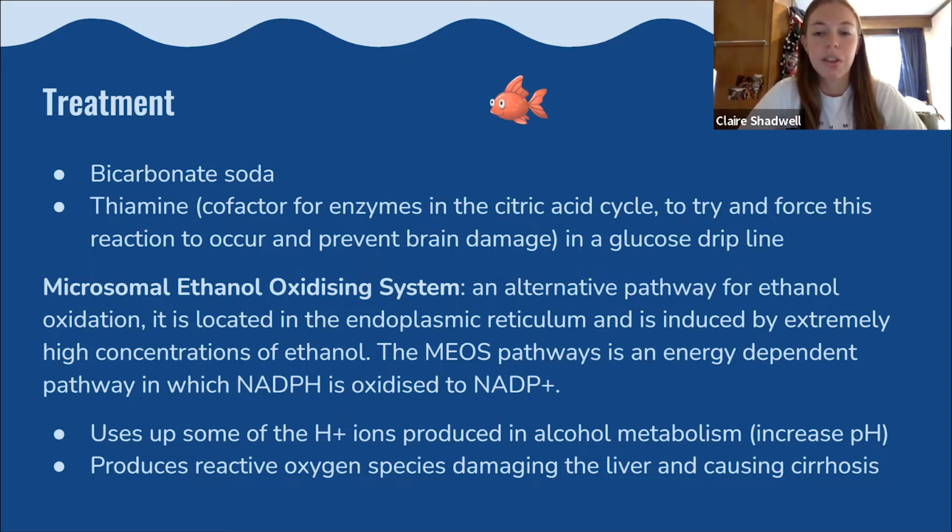And then there's also this other thing that your own body does that they teach you about, and it's called the microsomal ethanol oxidizing system. It's an alternative pathway for ethanol oxidation, located in the endoplasmic reticulum and induced by extremely high concentrations of alcohol. The MEOS pathway is an energy-dependent pathway in which NADPH is oxidized to NADP+, and it uses up some of the hydrogen ions produced in alcohol metabolism, which increases pH, and it produces reactive oxygen species damaging the liver and causing cirrhosis. So those two bottom dot points are the problematic effects of this pathway.